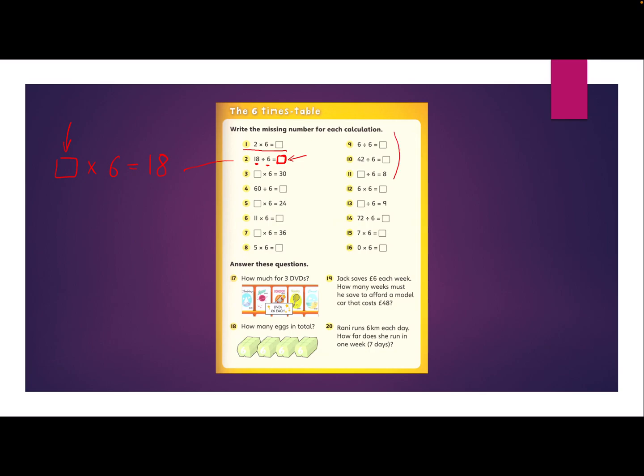Now all of these ones here are just various missing numbers. So they're bits of a calculation with a bit missing. So as long as you know a times table fact like 4 times 6 is 24, 6, 12, 18, 24, you can work out various different facts based on it. And then whichever bit they give you as a missing bit, you can work out.